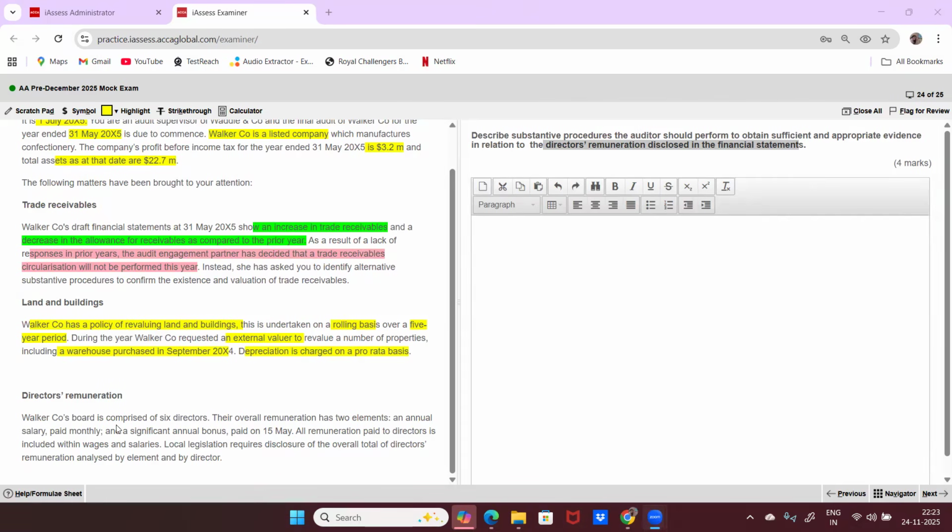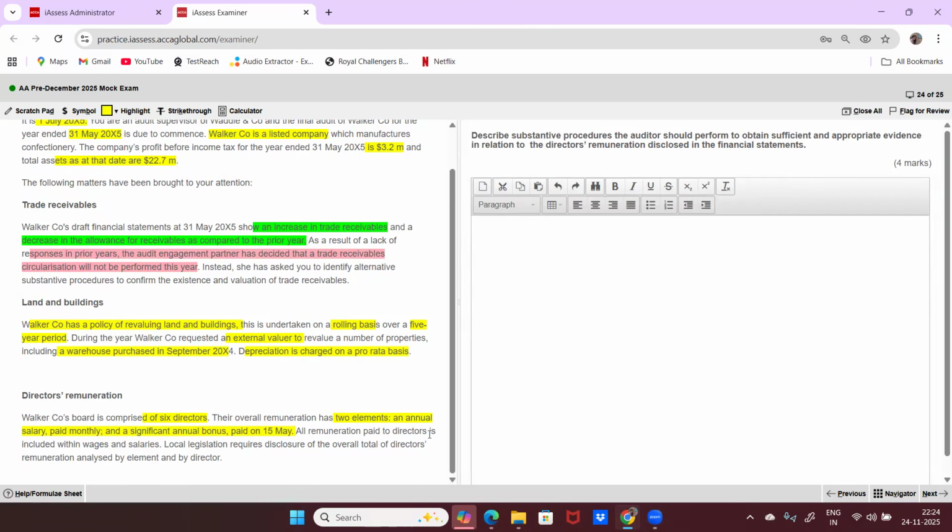Walker Company's board is comprised of 6 directors. So let's highlight all the key points that we can gather. All right, 6 directors. Their overall remuneration has 2 elements: an annual salary paid monthly. Of course, salaries are always paid monthly, and a significant annual bonus paid on 15th of May. So our year end is 31st of May, and they pay the bonus on 15th of May every year annually.